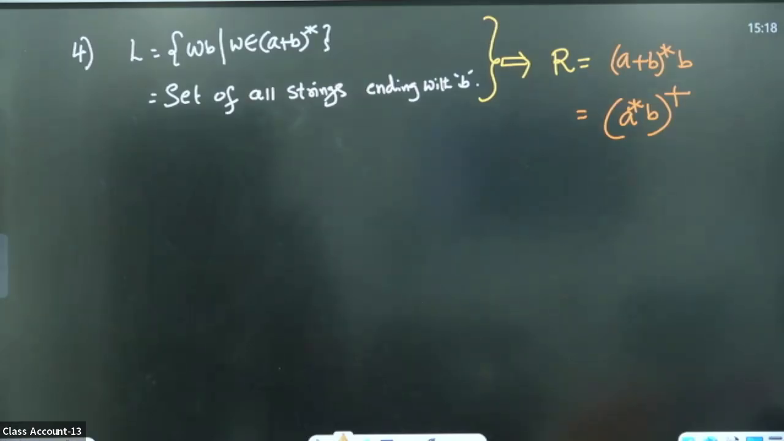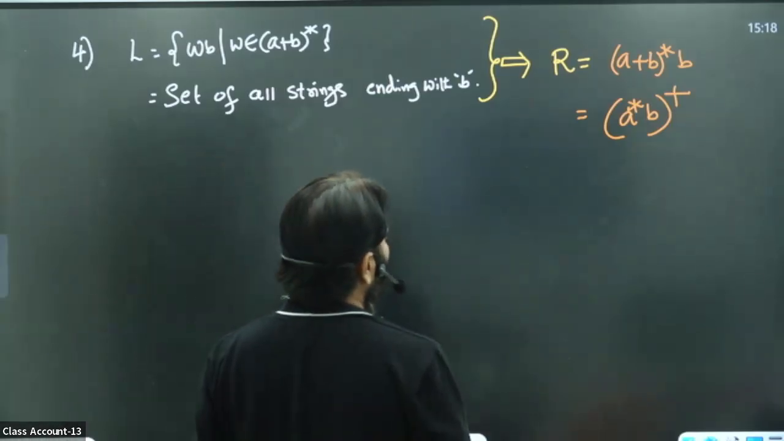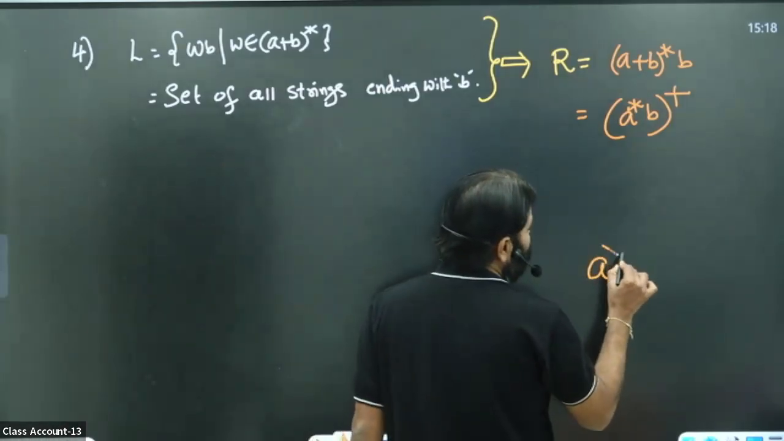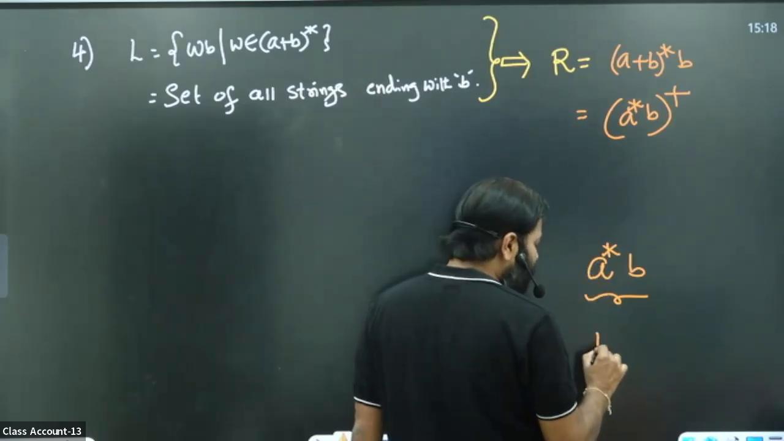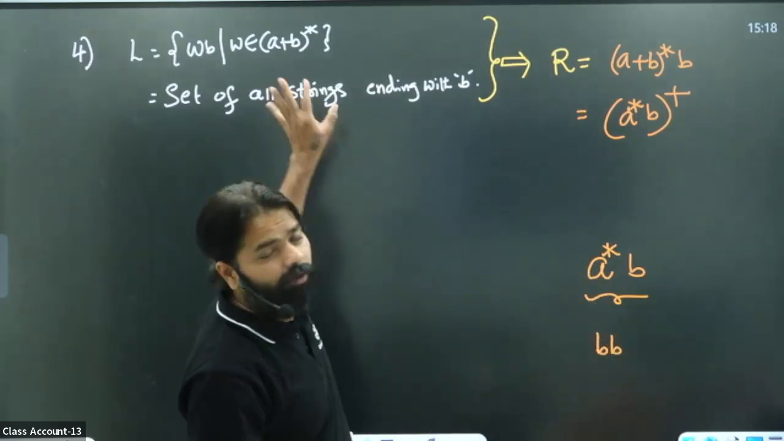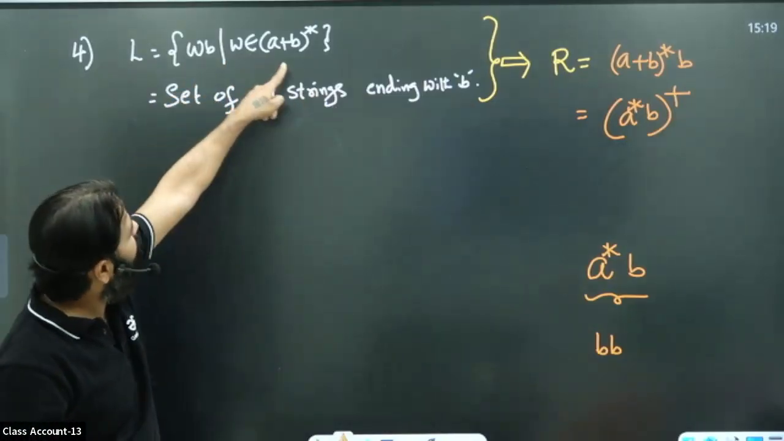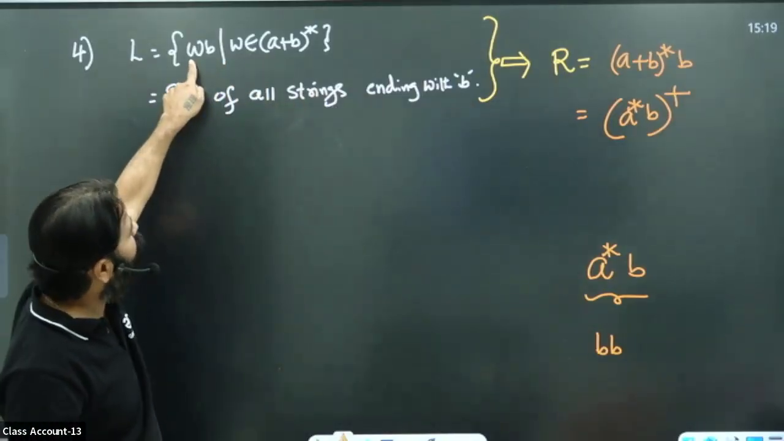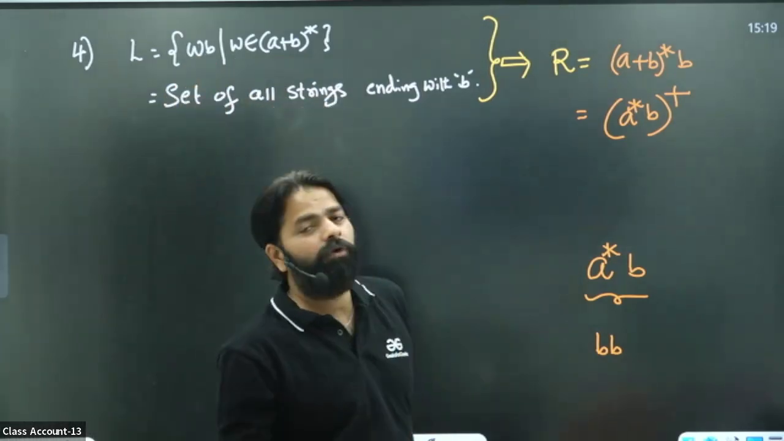Great. A star B whole plus. Ashish, if you write only A star B, what is the issue with this? It is ending with B, but can you generate double B? Double B is also a valid string in your problem, because every string which ends with B is here. Here I have a B, here also I can have a B. So double B is in the language, but A star B can't generate double B.